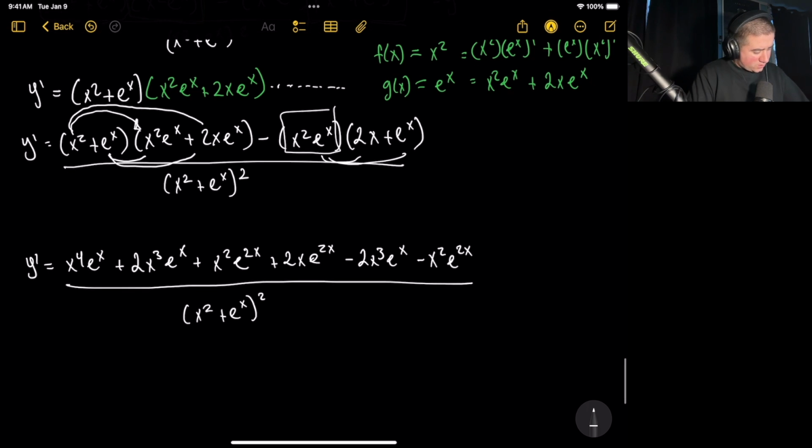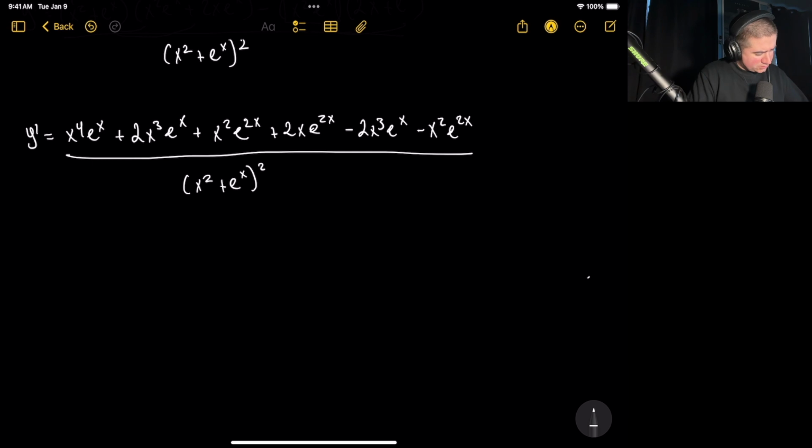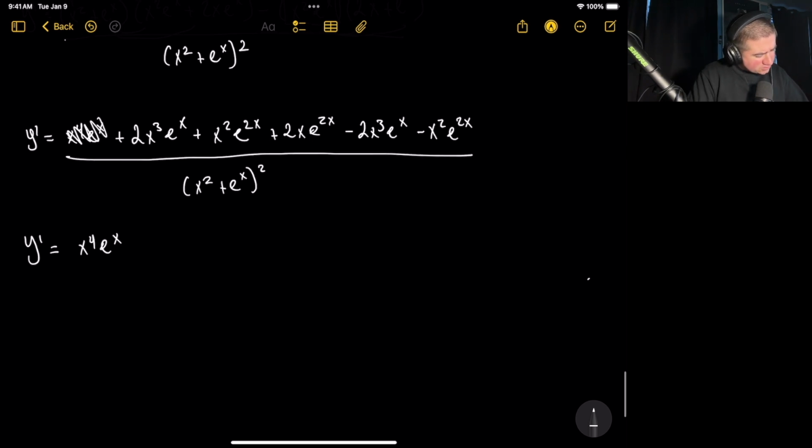And now all we have to do is combine like terms. There's no other x to the fourth power, so we're just going to have y prime equal to x to the fourth power times e to the power of x. So we're done with that. I'm going to cross that out. We have a 2x cubed e to the x. Do we have another x cubed? Yes, we do. It's actually the same term. One of them is just negative, so they both cross out. It's going to be 0.